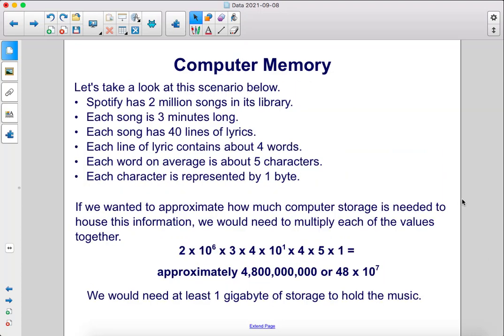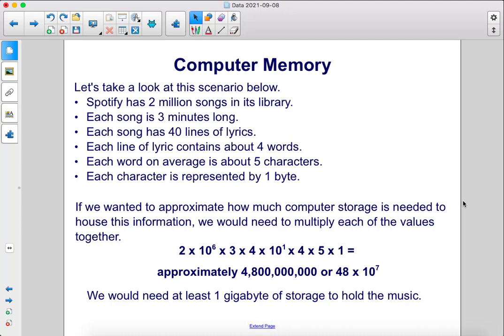Let's take a look at this scenario below. Spotify has 2 million songs in its library. Each song is 3 minutes long. Each song has 40 lines of lyrics. Each line of lyric contains about 4 words. Each word on average is about 5 characters. Each character is represented by 1 byte.